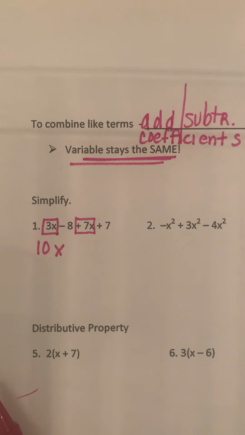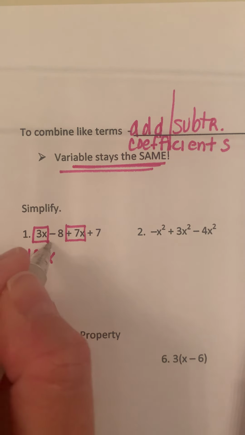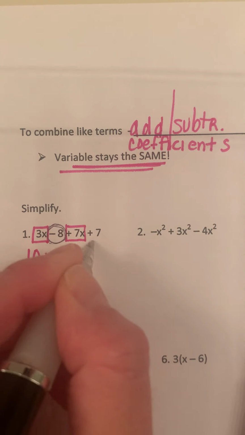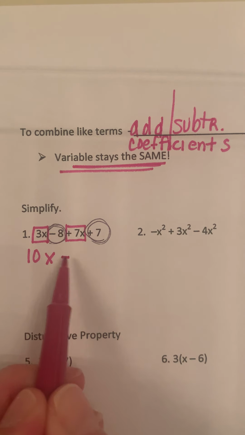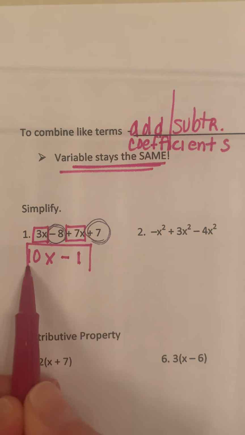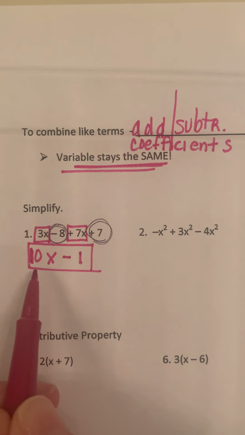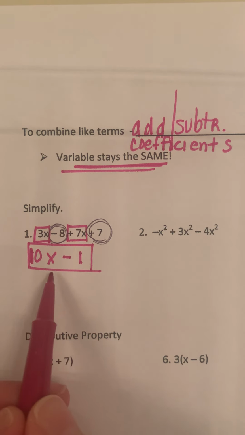Okay, if you have a different color, this might help you. And you have a -8, and then a positive 7. So -8 plus 7 gives you -1. So that's your final answer. We cannot combine 10x and -1 because 10 has an x and 1 does not.